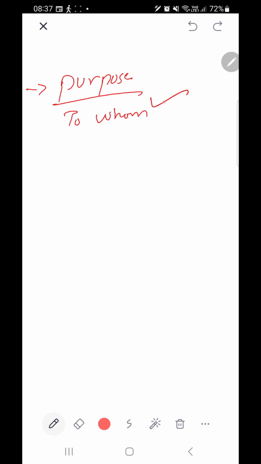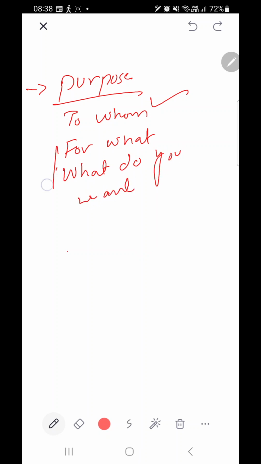So now, understanding the purpose of writing, I always have to see to whom I am writing this letter, for what I am writing, and what I want. That we said is the issue. Is it clear?